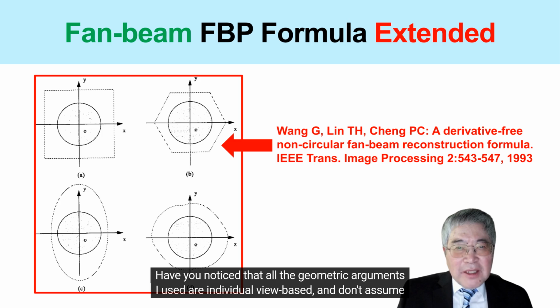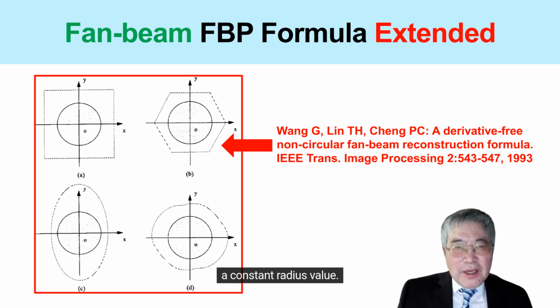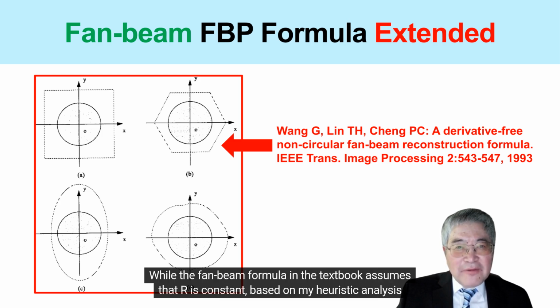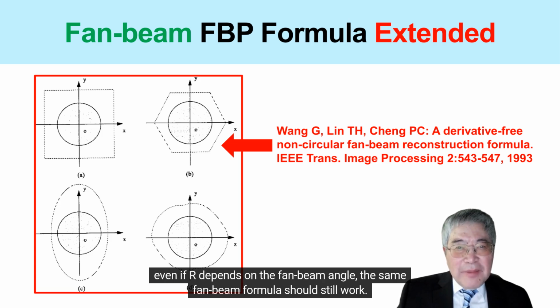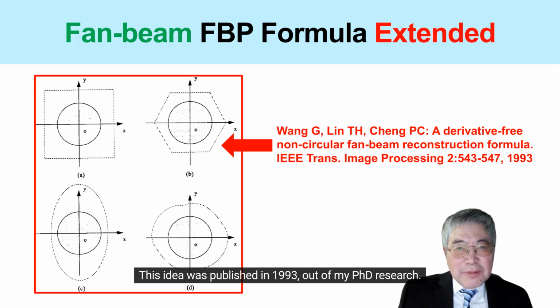Have you noticed that all the geometric arguments I used are individual view-based and don't assume a constant radius value? While the fan beam formula in the textbook assumes that R is constant, based on my heuristic analysis, even if R depends on the fan beam angle, the same fan beam formula should still work. This idea was published in 1993 out of my PhD research.